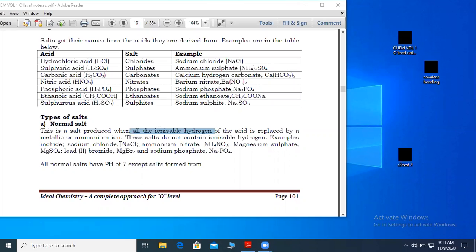Examples of normal salt, we can have sodium chloride. In sodium chloride, it means that all the hydrogen of hydrochloric acid has been replaced by sodium metal. Magnesium sulfate, it means that all the hydrogen of sulfuric acid has been replaced by magnesium. So that is a normal salt.